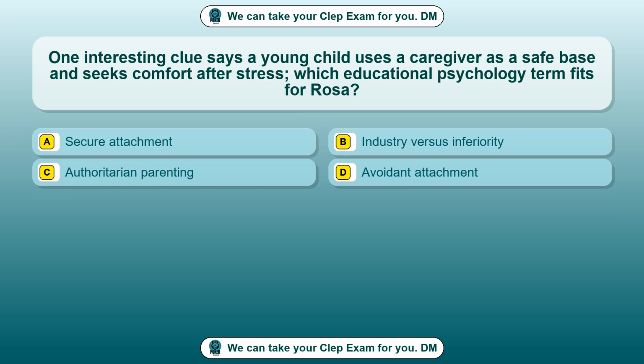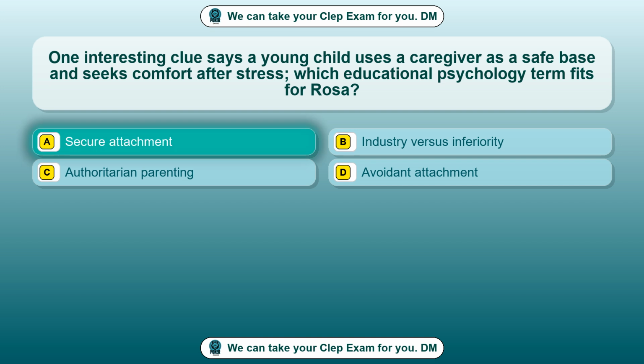Question 84. One interesting clue says a young child uses a caregiver as a safe base and seeks comfort after stress. Which educational psychology term fits for Rosa? Option A, secure attachment. Option B, industry versus inferiority. Option C, authoritarian parenting. Option D, avoidant attachment. The correct answer is option A, secure attachment.